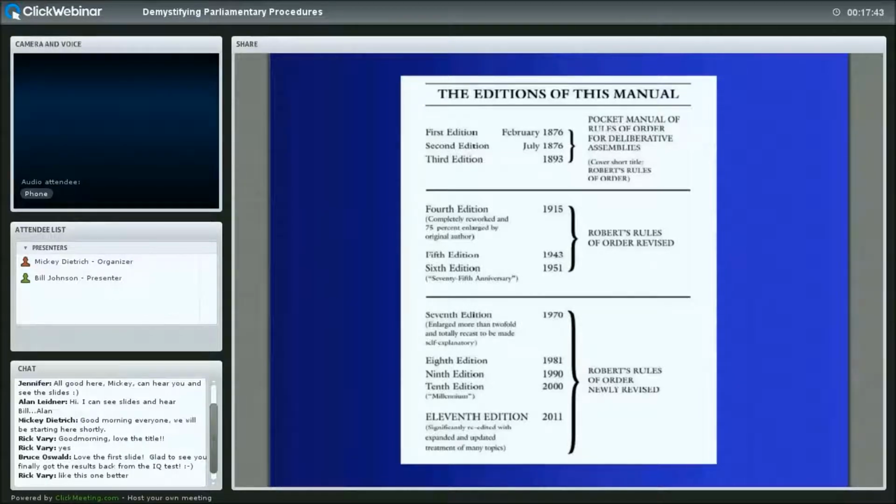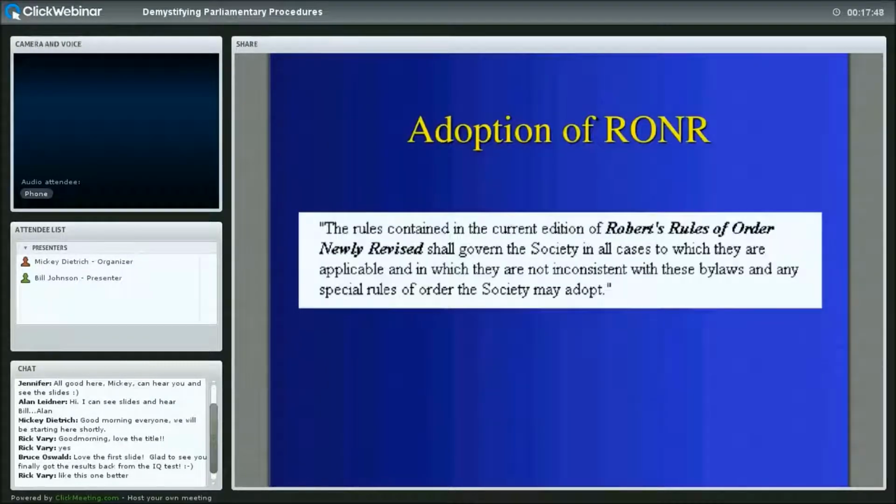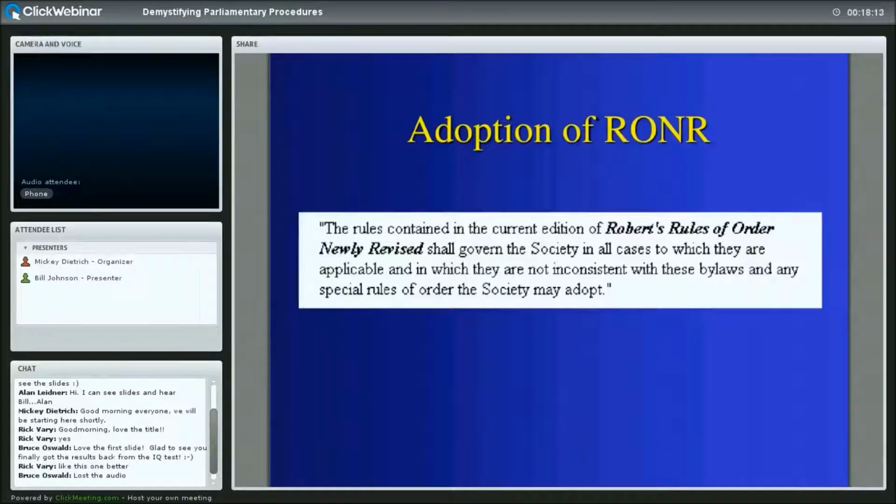All right, enough of that. Most association bylaws, and in fact the laws on the books, the statutory rules on which local governments operate, have language like this that says, the rules contained in the current edition of Robert's Rules of Order Newly Revised shall govern the society in all cases applicable in which they are not inconsistent with these bylaws and any special rules that the society may adopt. So when you see that in an association's bylaws, that means they are referencing the official Robert's Rules as the procedures that they're going to follow.